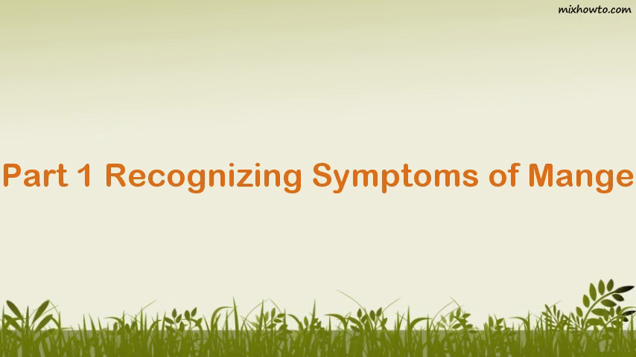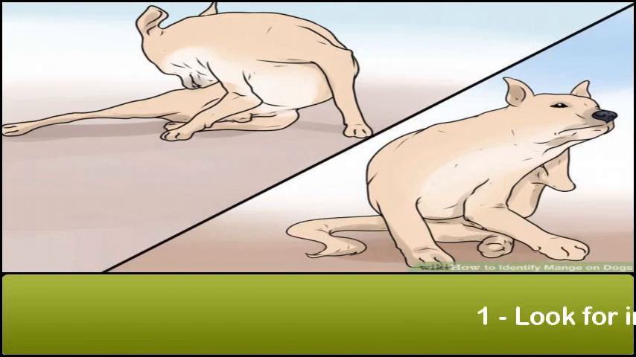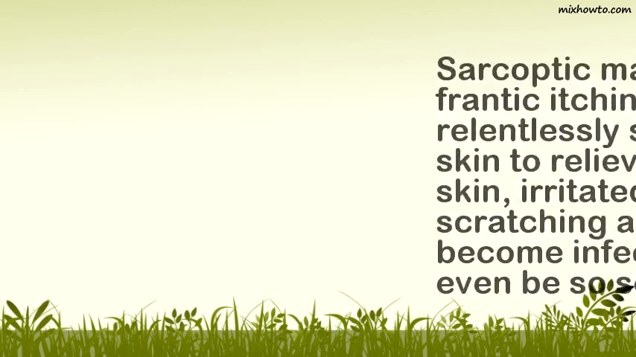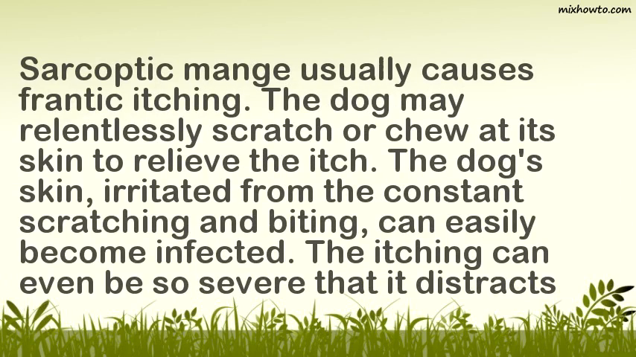Part 1: Recognizing symptoms of mange. 1. Look for intense itching. Sarcoptic mange usually causes frantic itching. The dog may relentlessly scratch or chew at its skin to relieve the itch.